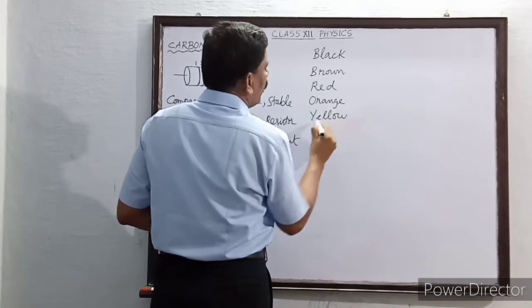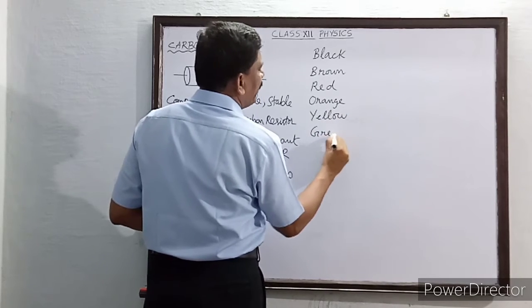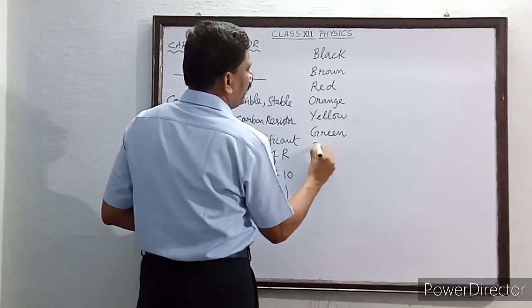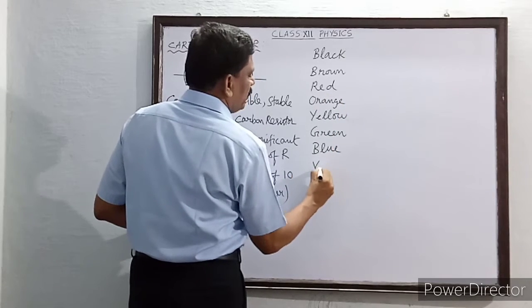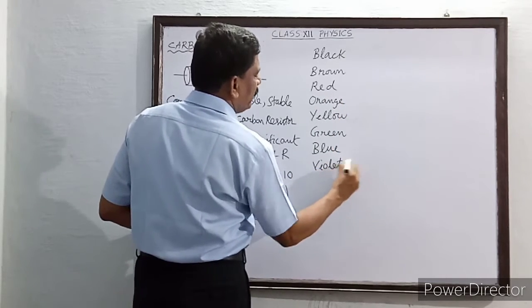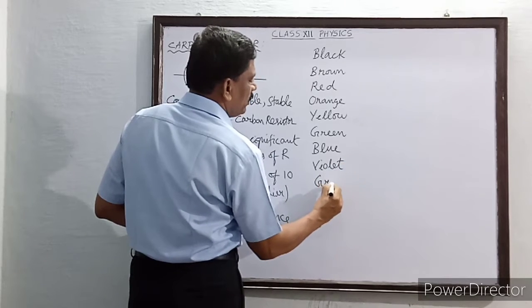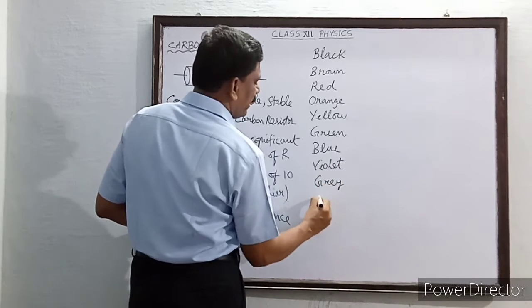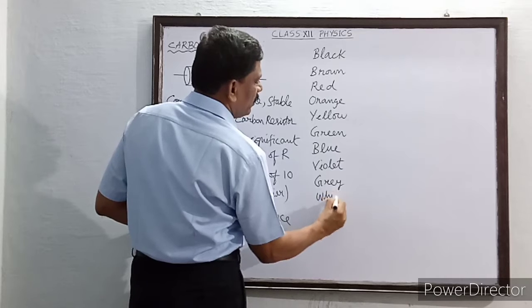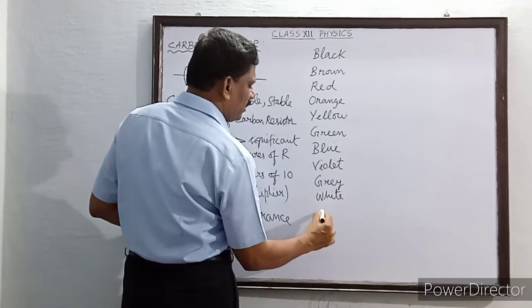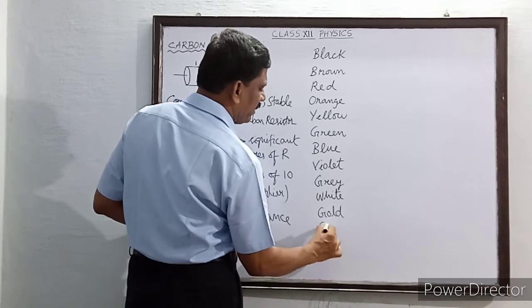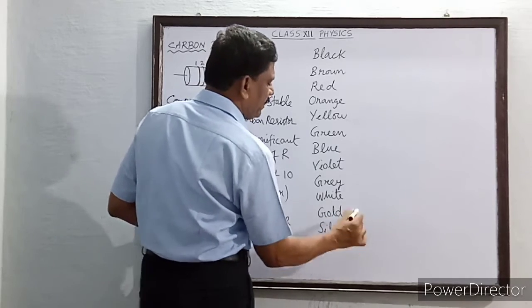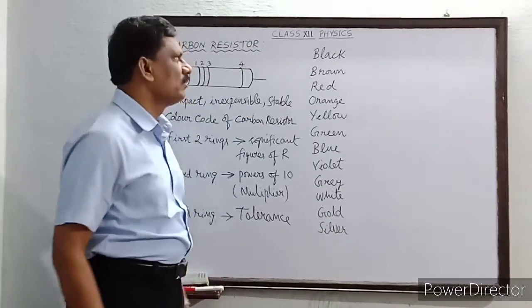orange, yellow, green, then blue, violet, grey, white. After that, 2 more colors if you want you can include, that is gold and silver. Gold and silver also you can write.